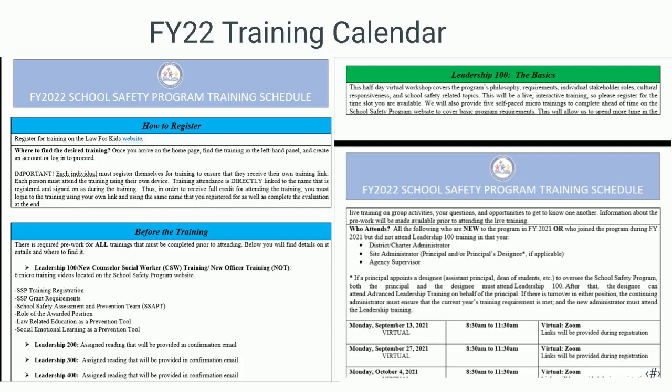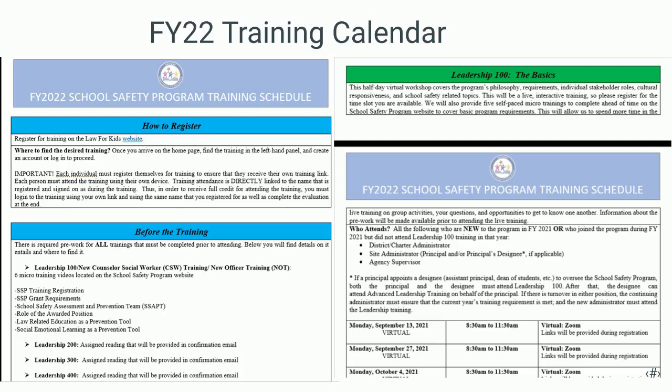Let's look at the example in this screenshot. This person is in their first year, so they went to the section with L100, and you can see below the dates L100 is offered throughout the year. When they know what day they would like to sign up for, then they can go to the section titled How to Register that directs the person to the Law for Kids website.